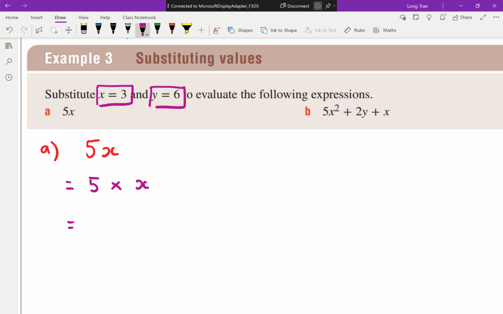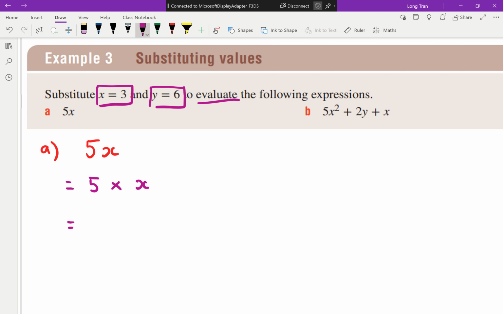Now, when they say evaluate, they want you to find the overall answer. Whenever a question asks you to evaluate, that means there has to be a numbered answer. Never will they ask you to evaluate something that you won't get a numbered answer. So if you don't get a numbered answer, and they ask you to evaluate, you've done something wrong. So it can't be 5x and it can't be 5 times x. When they say evaluate, you should get a numbered answer at the end.